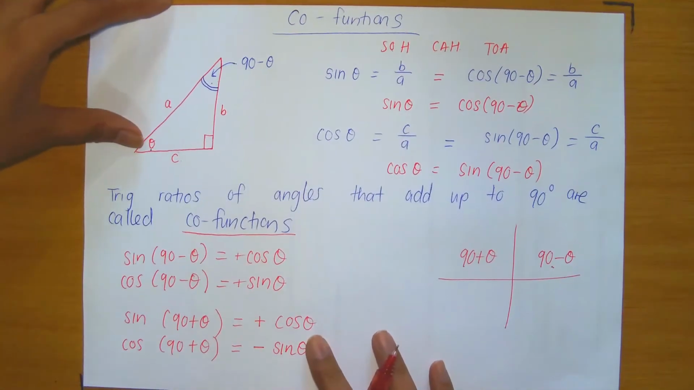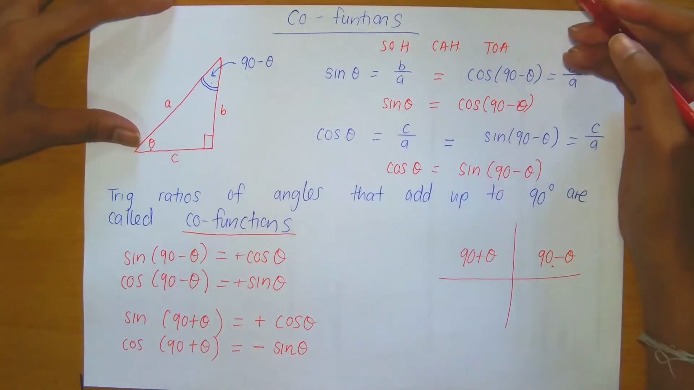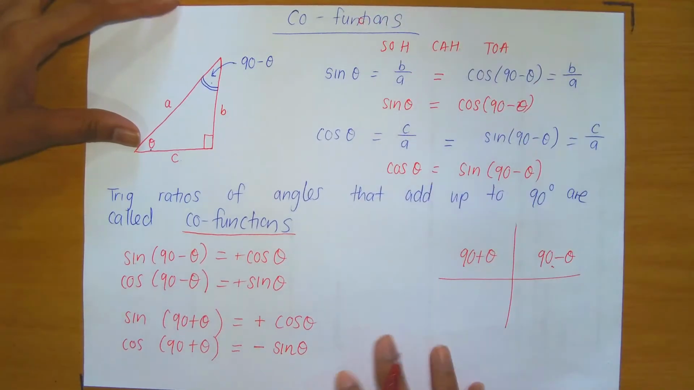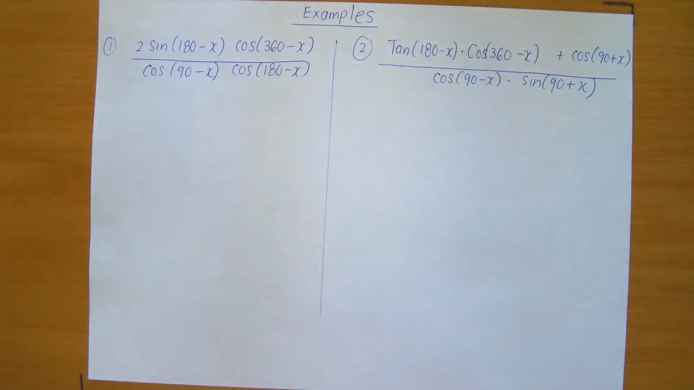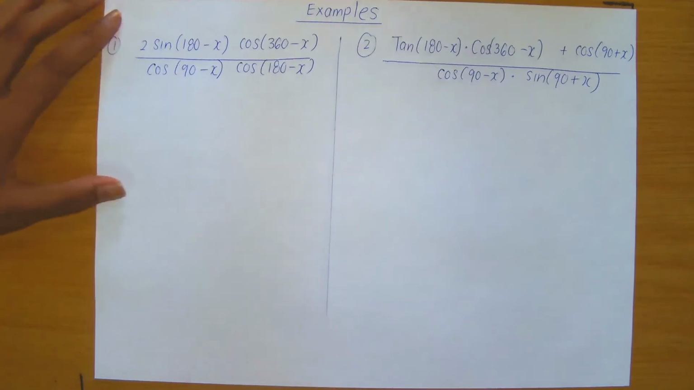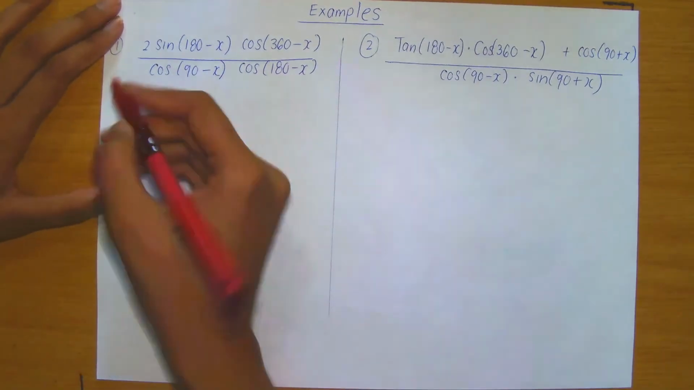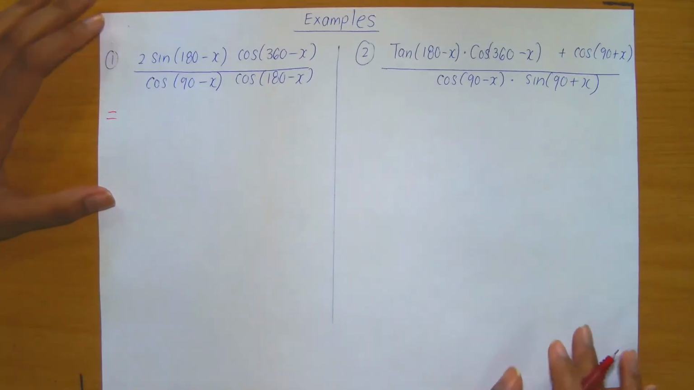Right, so now that we understand negative angles and co-functions, let's now look at some examples. So let's answer the following. Here we have two expressions that need to be simplified. Let's consider the first one.